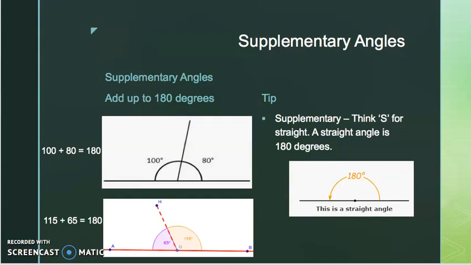Let's take a closer look at supplementary angles. So remember, supplementary angles add up to 180 degrees. So here's the tip for this. Supplementary, think S for the word straight. And we know that a straight angle is 180 degrees. So again, here are two examples. 100 degrees plus 80 degrees equals 180, the supplementary angles together. Or the second example, 115 degrees plus 65 degrees equals 180 degrees.